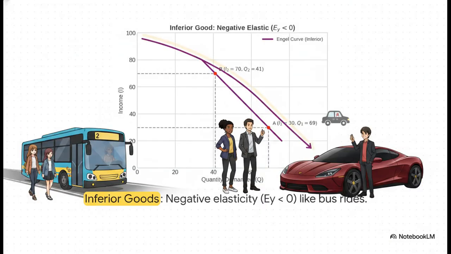But what happens when getting richer actually makes you buy less of something? That gives us this downward sloping curve, representing a negative elasticity. This defines an inferior good. As income expands, the quantity demanded drops off significantly.